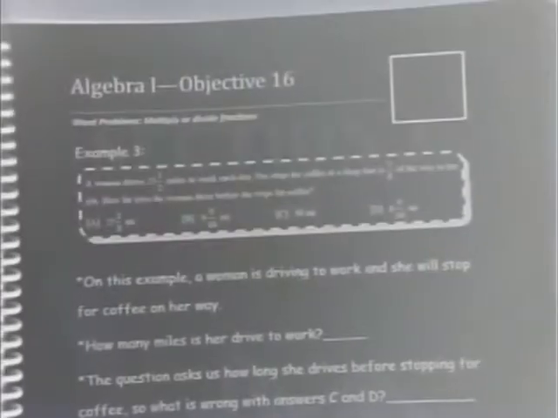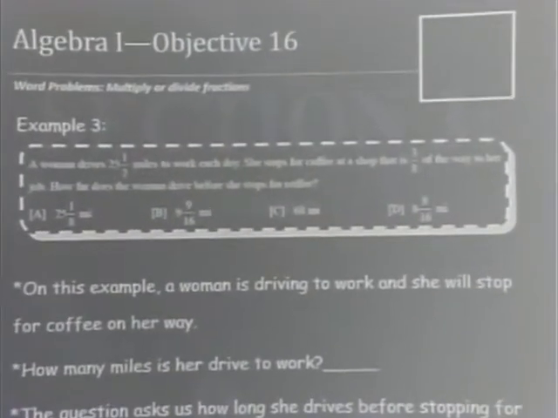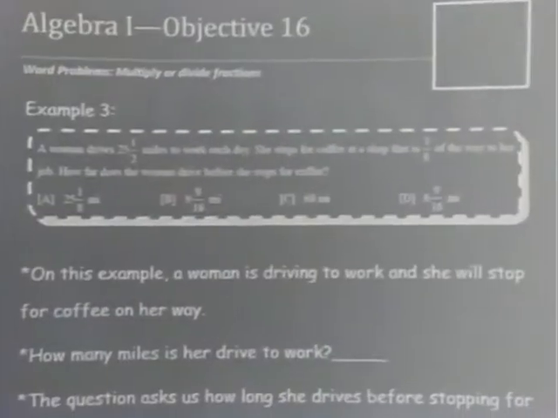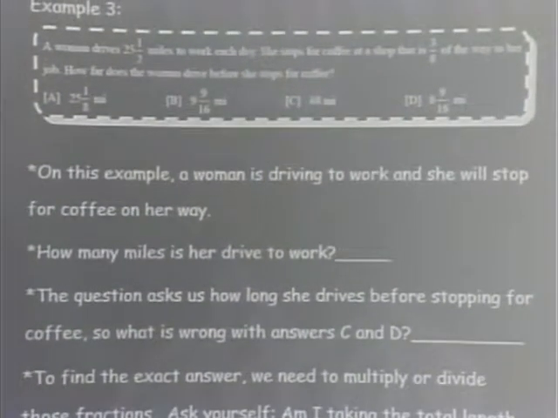So let's look at the next one and see what it says. This is a woman driving to work. So this is our last example. I think that ends it. A woman drives to work. Now, she drives 25.5 miles to work each day, and she is going to stop for coffee 3/8 of the way to work. How far does the woman drive before she stops for coffee?